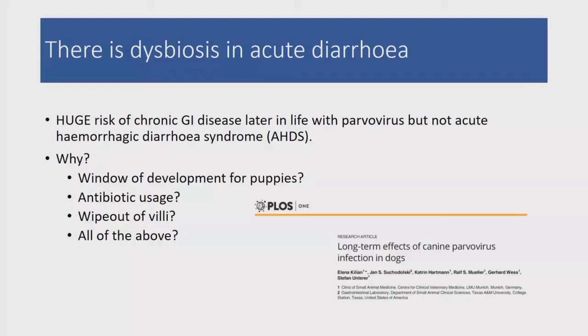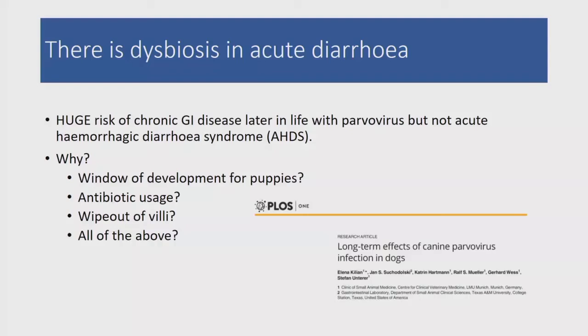And so this begs the question about why this might happen. It's probably because most puppies are going to be less than 12 weeks of age, so this is where the microbiome is most rapidly developing. And most puppies with parvo are going to be treated with antibiotics. And so as well as having the viral infection, they're also being treated with antibiotics during the period of most rapid development.